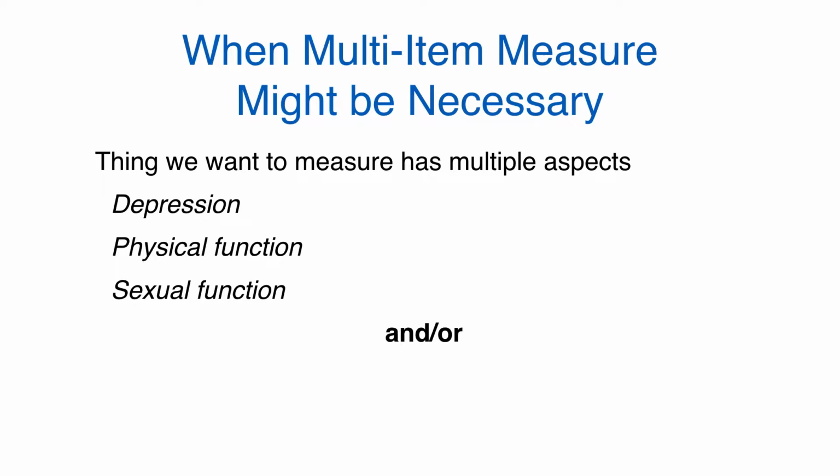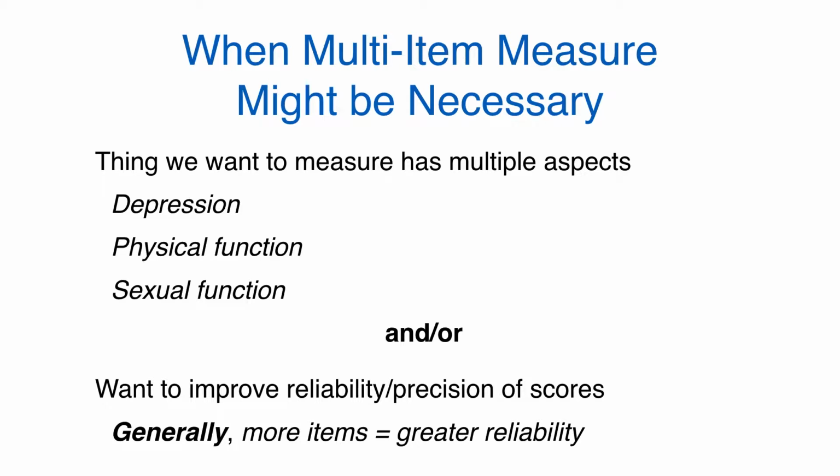When might multi-item measures be necessary? Well, the things we want to measure may have multiple aspects. Things such as depression, physical function, and sexual function often include lots of different things, and so we need multiple items to address each of those different aspects of that thing we're measuring. And another reason why we might want multiple items is to improve the reliability or the precision of the scores. Because generally, the more items we administer, the greater the reliability of the scores we obtain.